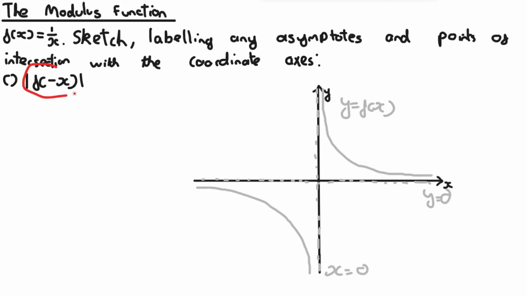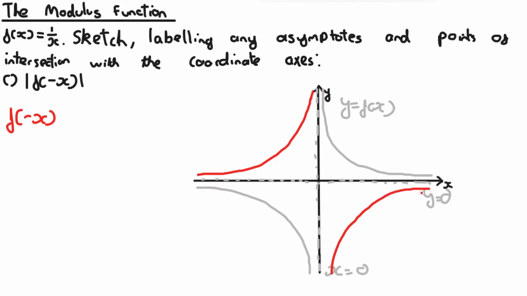So for part C, we need to do this transformation here. So firstly, we're going to do the inside the function part, and then we're going to do the modulus outside the function part. So the first thing we're going to do is f of minus x. So this is an inside the function reflection, so it's going to reflect everything in the y-axis. So this is going to be reflected in the y-axis like this, and then this is going to be reflected in the y-axis like this here, where this is the graph of f of minus x and all the asymptotes stay the same.